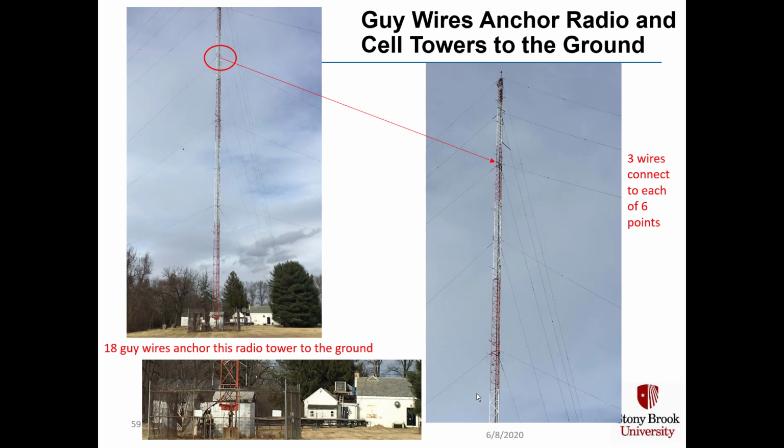Here's what real guy wires look like on a radio tower. This radio tower is a good 50 meters up in the air, and it's not just held by one guy wire, it's held by 18 of them. So at each of 6 points going up and up and up the tower, there are 3 guy wires spaced 120 degrees apart. You can bet that the designers weren't fooling around and didn't want this radio tower to fall on houses in the neighborhood.